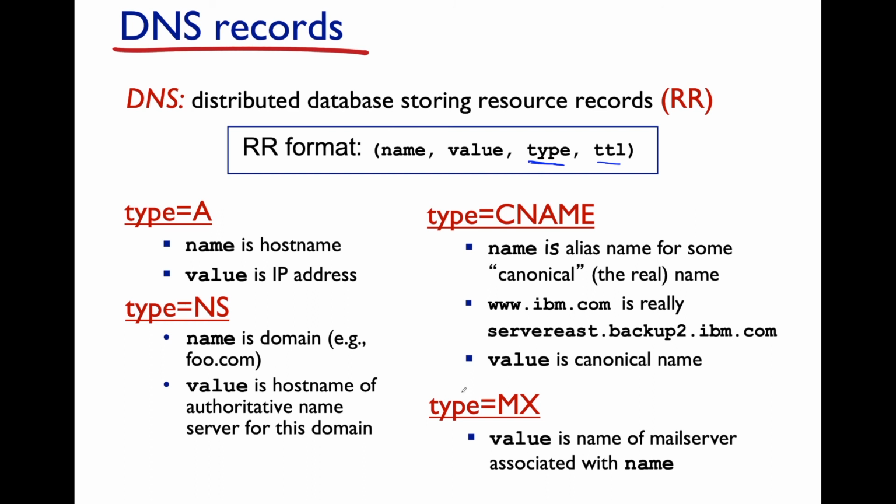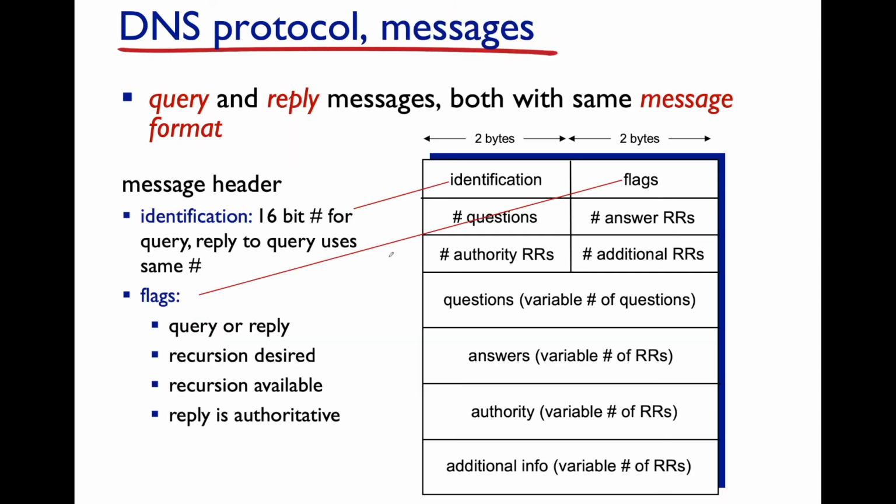And then for a mail server, it's a type MX, the type field has value MX. The value in that case for an MX resource record is the name of the mail server associated with the domain name. And so you have domain name IBM.com. The mail server is mail1.eastcoast.ibm.com, for example. Okay. And so this is a schema of what the query and reply message looks like.